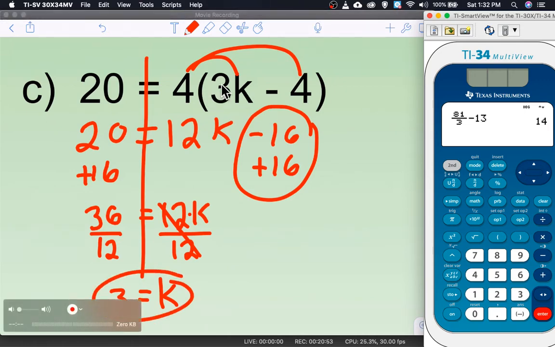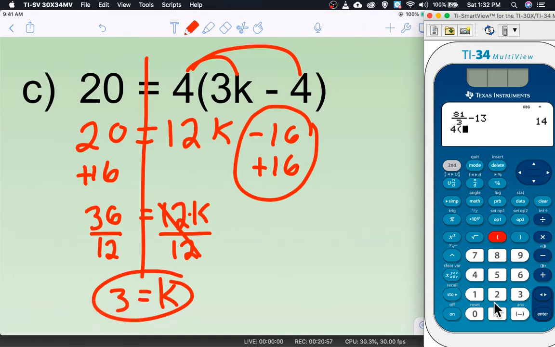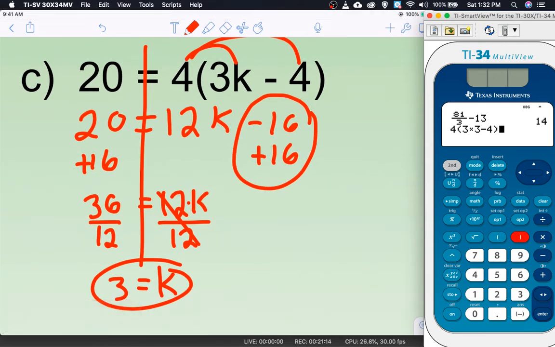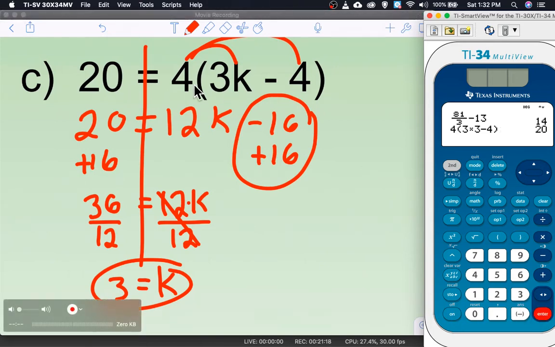And quick mental math. I'm going to check my solution. Or better, let's just type in the calculator. That way I can show you that I'm not cheating. Minus 4, close parentheses. All right, so I did 4 times, with my parentheses, 3 times 4. I'm sorry, 3 times 3, because we found that k is 3, minus 4 equals 20. And that's what this is. So this side is equal to 20. This side is equal to 20. I've checked my solution.